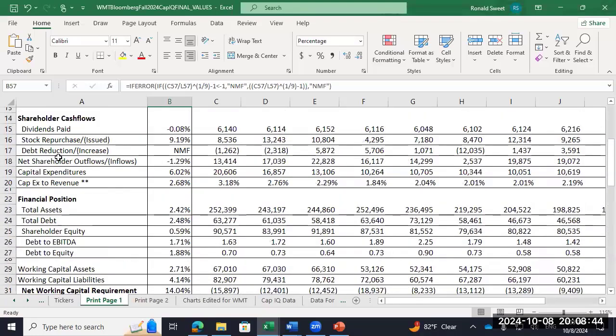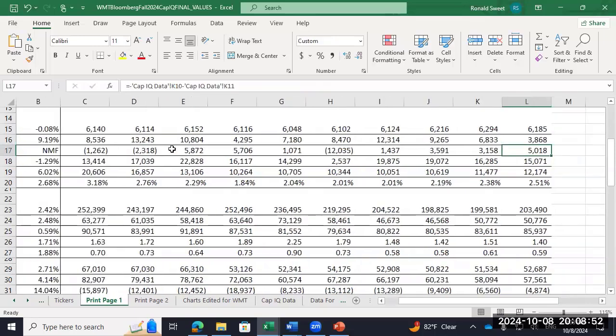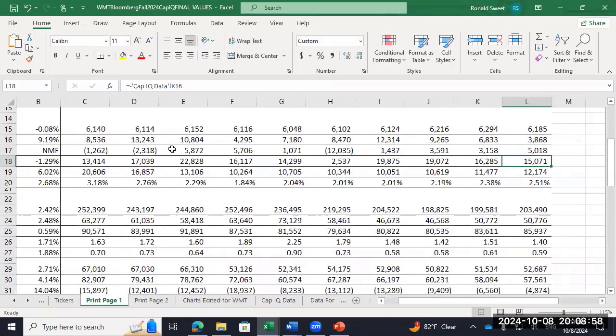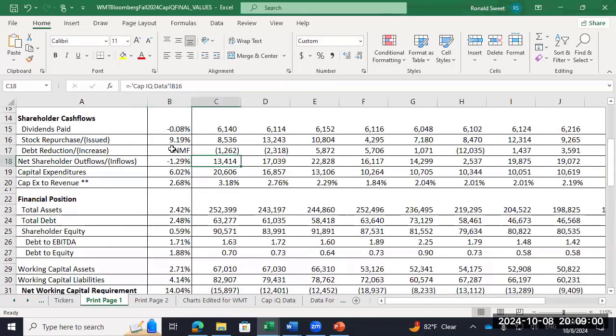And here, if you look at lines 15, dividends have been pretty flat. Stock repurchases have been growing. You can't look at debt because sometimes they borrow, sometimes they pay it down. So here they borrowed this last year. Over time, it's been pretty flat, but again, it's the starting year that's so important.